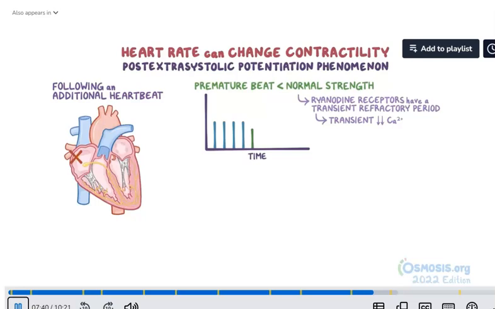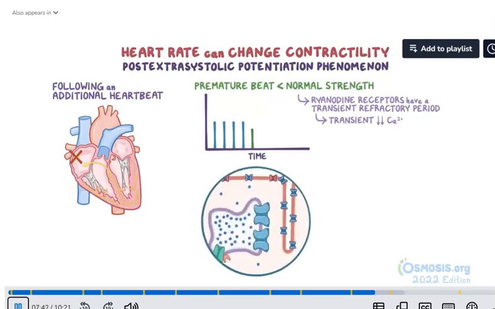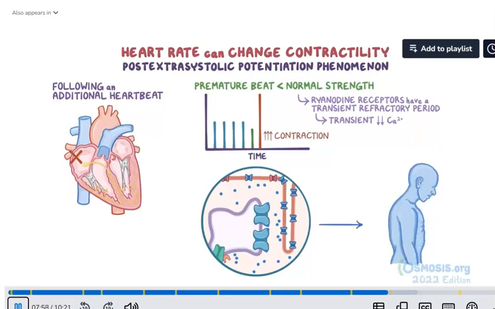After this premature beat, sarcoplasmic calcium load is increased, as this premature beat did not allow the sarcoplasmic reticulum to release calcium from the last two beats, and all of the calcium that's built up gets released together, resulting in an increased contraction. Sometimes that increased forceful contraction can be felt by those who are experiencing an extrasystolic beat.